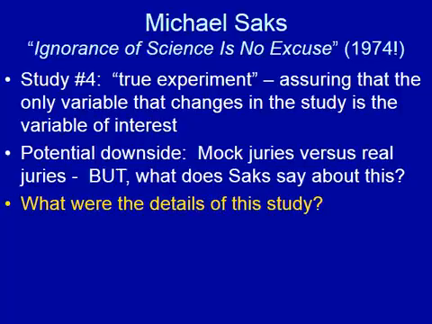And lastly, study number 4, here we actually had a true experiment using mock juries and assuring that the only variable that changed in the study was the variable of interest. So this strength of being able to control study variables, again, has potential downsides, starting with the fact that you're using mock juries versus real juries. But Sachs basically addresses that issue and says, look, laboratory studies are virtually never contradicted, in fact, by real-world studies of the same phenomenon.